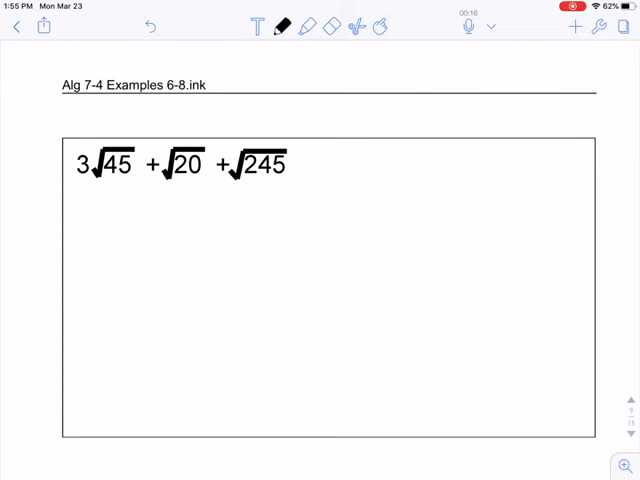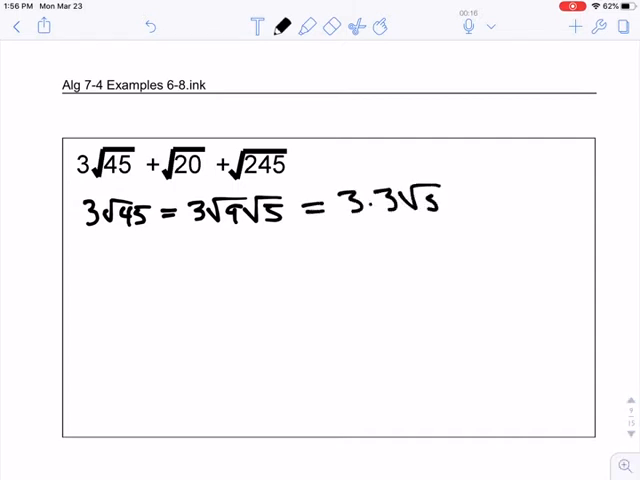All right, pause, try the problem, and then we'll come back and talk about it. Okay, so first part, 3 times the square root of 45. We're going to bust that up into 9 and 5, because I know 9 is a square number. That gives me 3 times 3 times the square root of 5. So you get 9 times the square root of 5. That worked out kind of nicely.